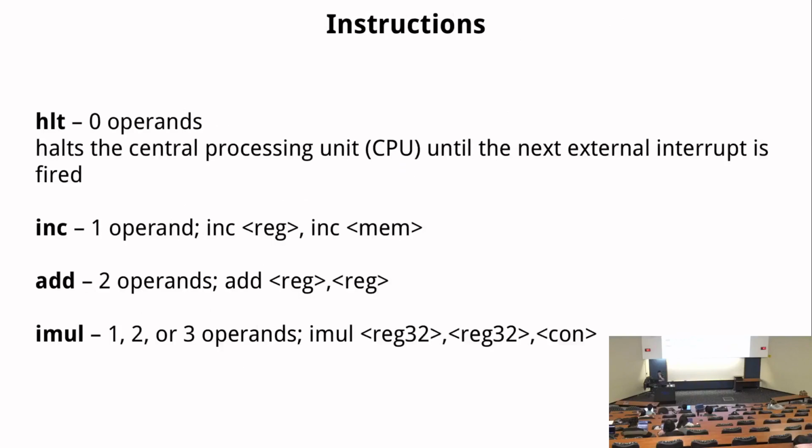Let's see several examples. HLT, that's an instruction that does not take any argument. This instruction will just stop the CPU, maybe to save power. There is the INC instruction, which takes a register or memory location as parameter. It will just increase the value in that register or the memory by one. Then we have addition to add two registers together. Also, we can have an integer multiply, which has three operands. One of them will be the destination of that.